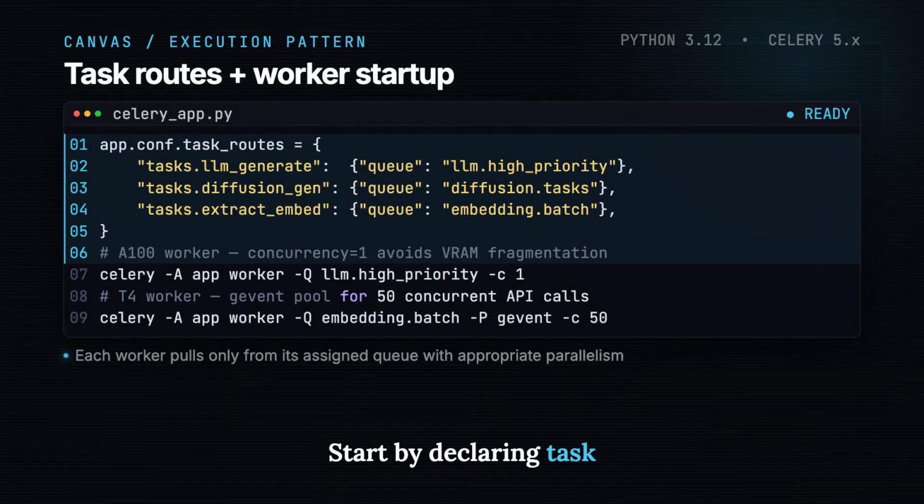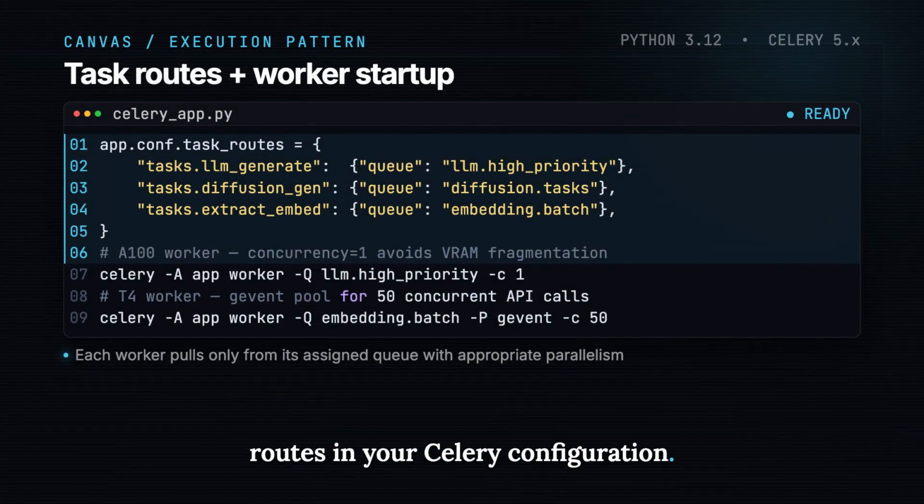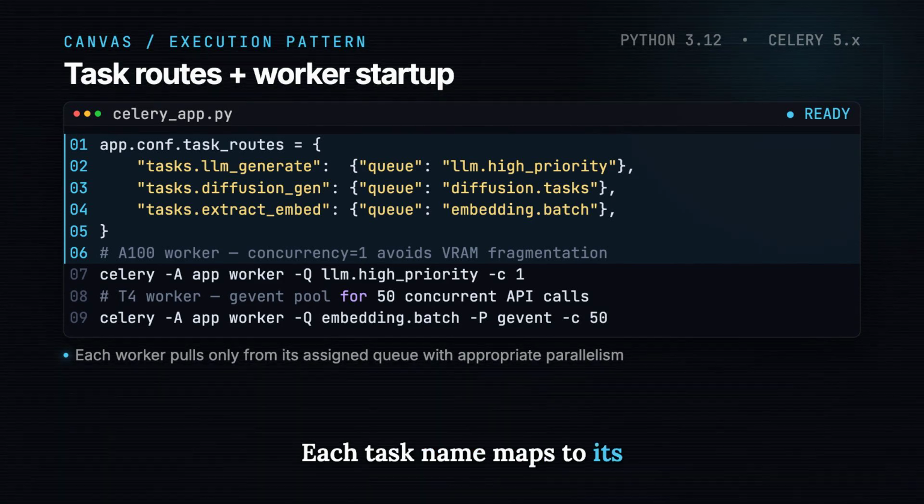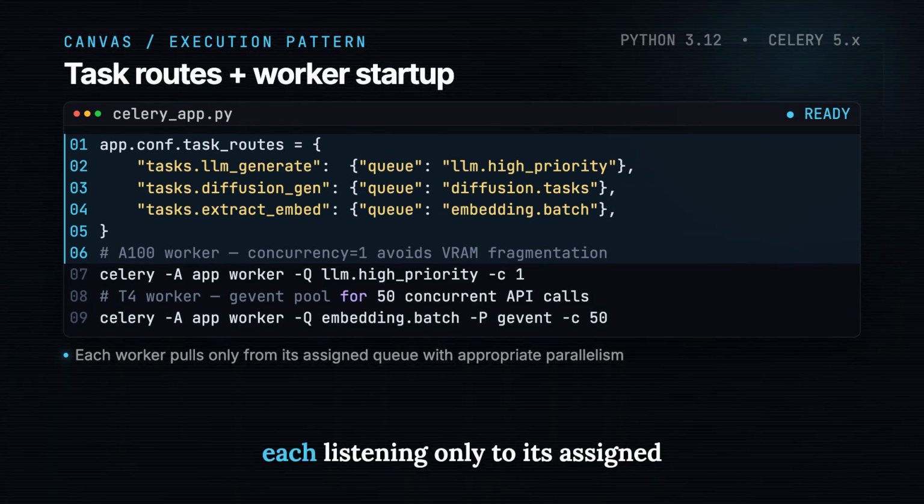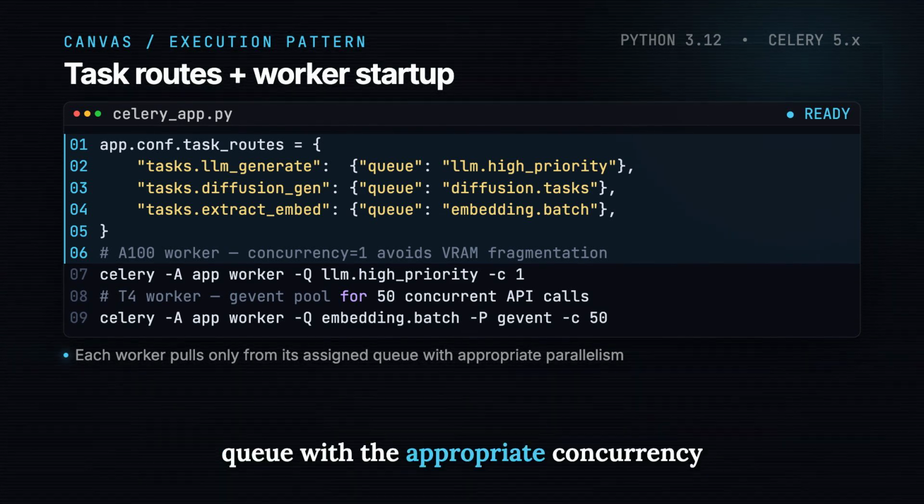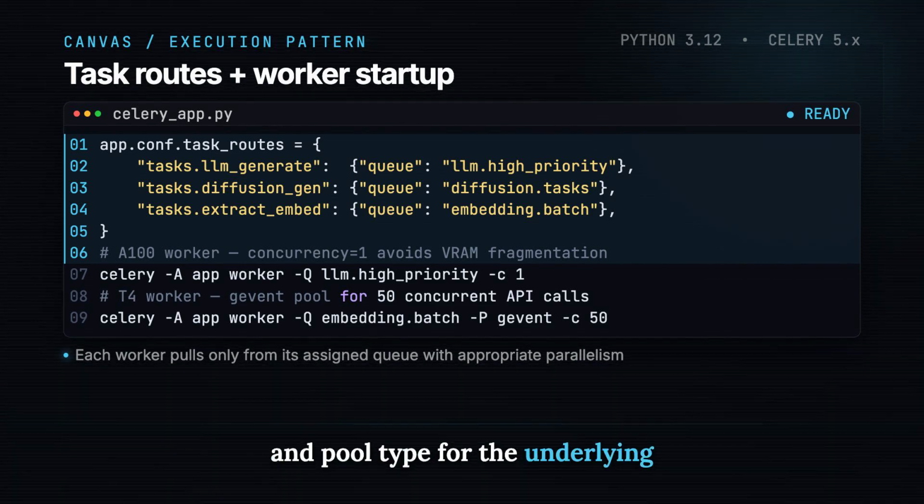Start by declaring task routes in your Celery configuration. Each task name maps to its dedicated queue. Then launch separate worker processes, each listening only to its assigned queue with the appropriate concurrency and pool type for the underlying hardware.